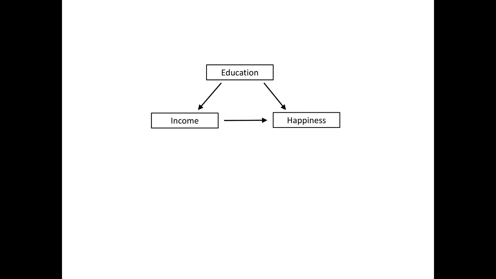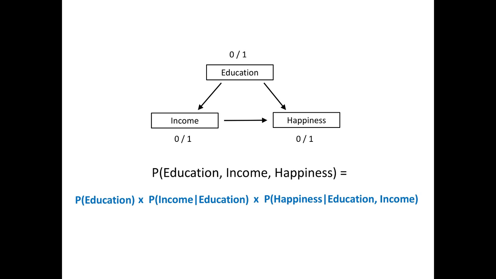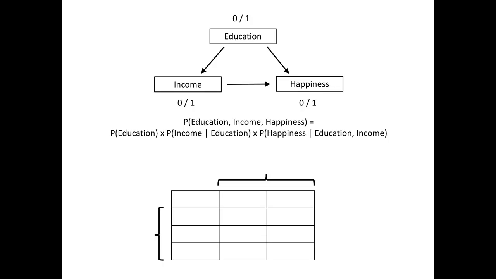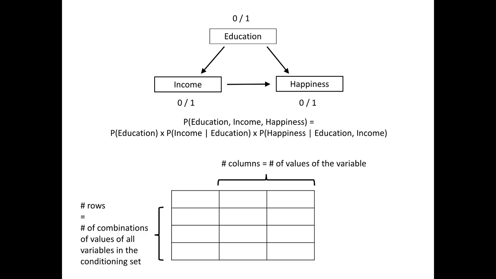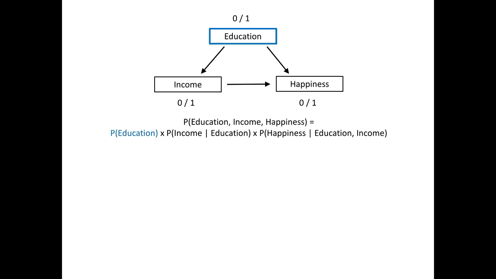For clarity, during the next slides, we will indicate, next to the nodes in the graph, that the variables are binary, and express the factorization of the joint distribution, so we can follow how this information is used to build the conditional probability tables. In the conditional probability table for a variable, we will express in the columns of the table the values that such variable can take, and in the rows, all the possible combinations of values for all the variables in the conditioning set for this particular variable. Let's start with the first variable in the factorization, education.